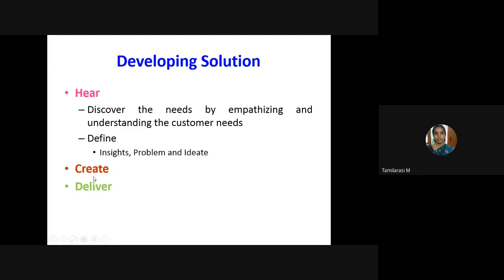The next one is development. Create means development, then deliver. Once you have developed, you can deliver to the customer and get the feedback, and after that you can revise it. Okay, so this is an iterative process. You can get the feedback and again improve your product. So you can keep doing that till the customer's exact needs are satisfied.